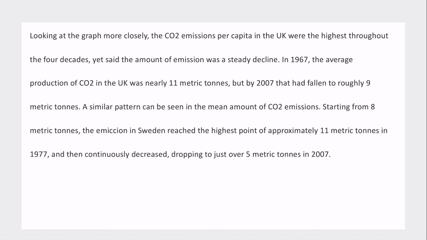So let's take a look at the first paragraph. Looking at the graph more closely, the CO2 emissions per capita in the UK were the highest throughout the 4 decades, yet said the amount of emission was a steady decline. Yet said the amount of emission. This doesn't make sense. I'm not quite sure what the meaning is here. Maybe it's supposed to be yet the said amount of emission, potentially, was a steady decline. I don't think so. It was a steady decline. Maybe steadily declined.